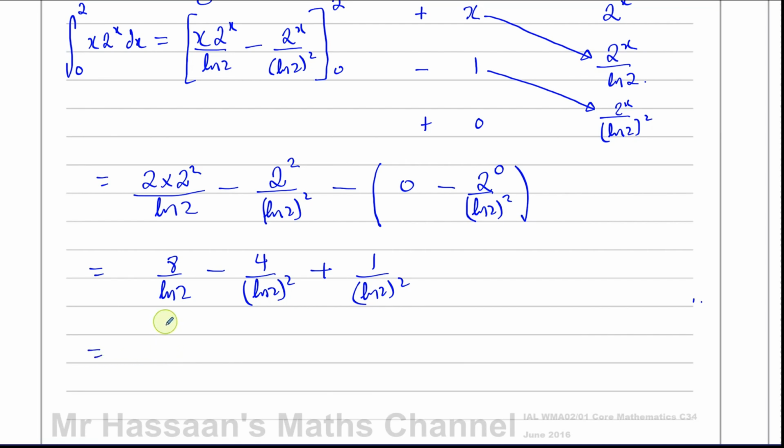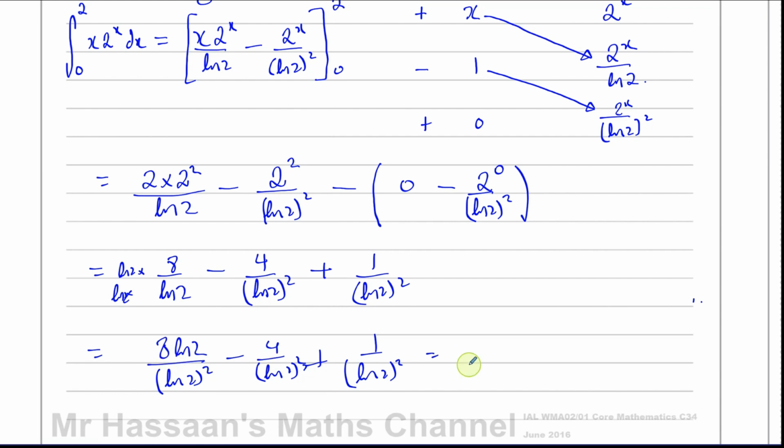Now what we can do, to make this into one single fraction, is multiply this by ln 2. I've multiplied both top and bottom by ln 2. Let me show that in a separate line. So what I'm doing is taking this and multiplying both the top and bottom by ln 2, so ln 2 times this and ln 2 times that, to make the denominators the same. That's going to be 8 times ln 2 over ln 2 all squared, minus 4 over ln 2 all squared, plus 1 over ln 2 all squared.